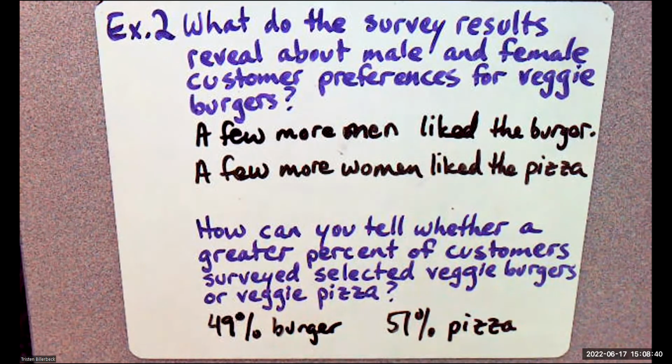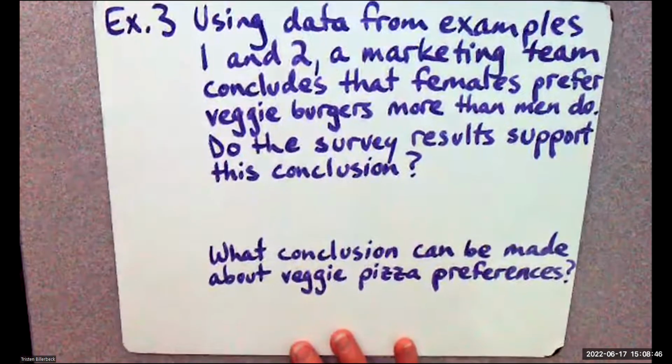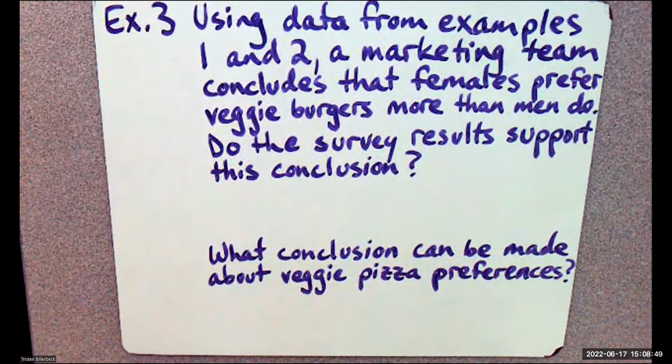All right, so let's go to the next example. Using data from examples 1 and 2, a marketing team concludes that females prefer veggie burgers more than men do. Do the survey results support this conclusion? And what conclusion can be made about the veggie pizza preferences? So they're contending from the data that females prefer veggie burgers more than men do. So let's take a look at what that looks like.